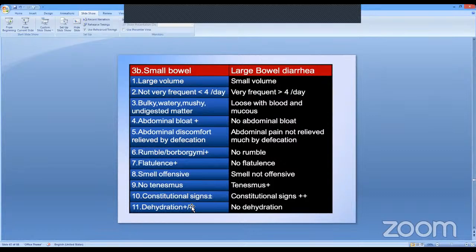Dehydration usually associated with small bowel. No dehydration means it is large bowel. Because why is there dehydration? Because water is mostly absorbed from the small bowel. So small bowel affected means there will be more water loss, more dehydration.